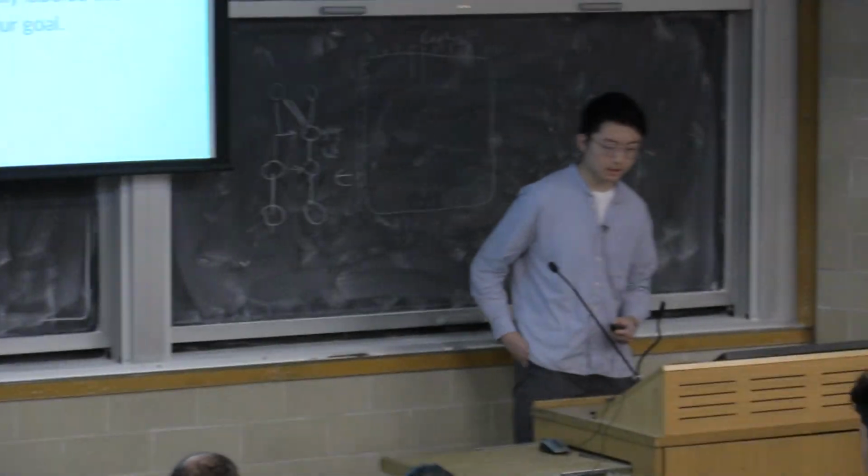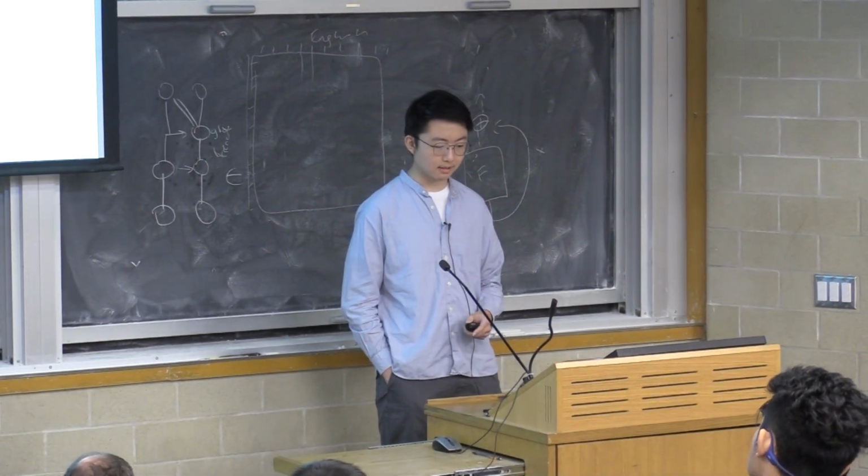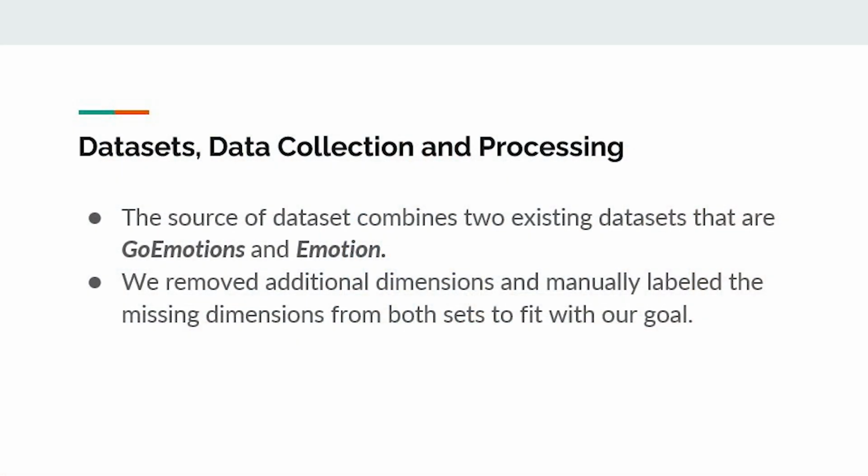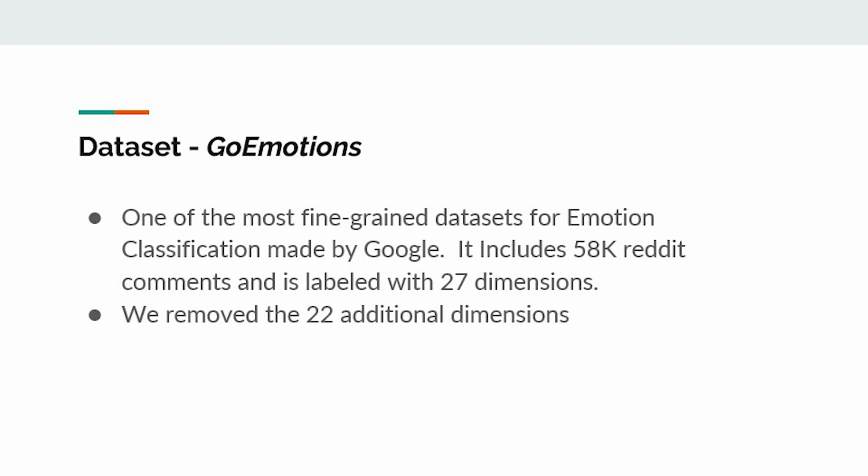So let's talk about the dataset. The source of our dataset combines 2 existing datasets from Hugging Face, which are Go Emotions and Emotion. We removed the additional dimensions and manually labeled the missing dimensions from both datasets to fit with our goal. Go Emotions is one of the most fine-grained and largest datasets for emotion classification, made by Google. It includes 58,000 Reddit comments and is labeled with 27 dimensions. So we removed the 22 additional dimensions from this dataset.